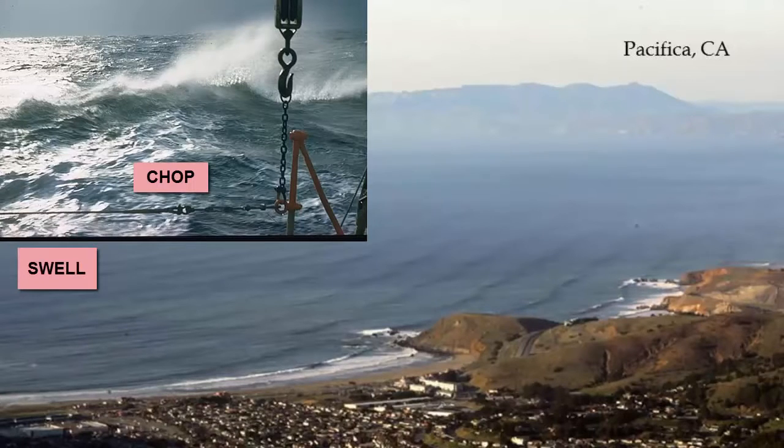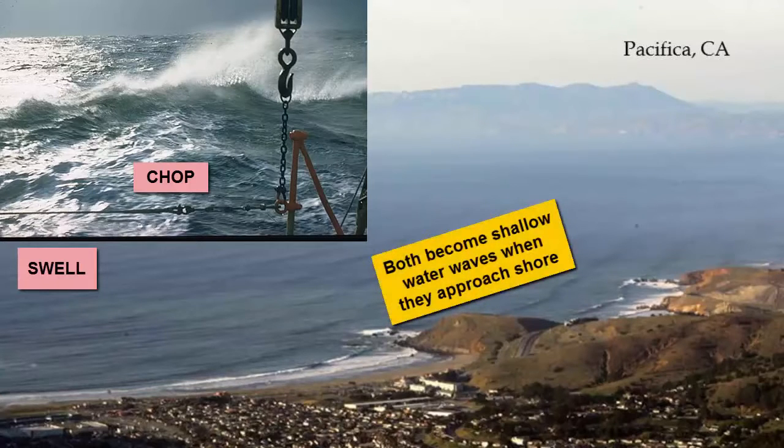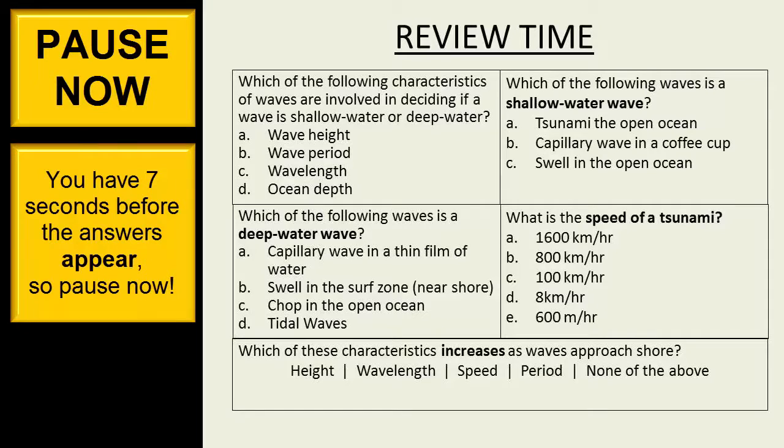What about chop versus swell? In the open ocean, both chop and swell are deep water waves, but as they travel towards the shore, their wave base will hit bottom, and when it does, they become shallow water waves. Pause now.